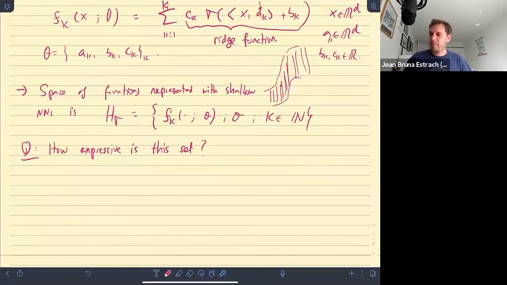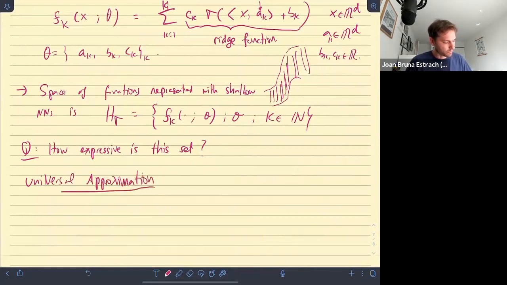Okay, so what can we represent with this class of hypotheses? You might be familiar with this notion of universal approximation. Universal approximation, in words, what does it mean? It means that for any function of interest that the world might be throwing at me, my family of functions is sufficiently rich that it can approximate this target as well as I want. I have the capacity to approximate any function that nature throws at me.